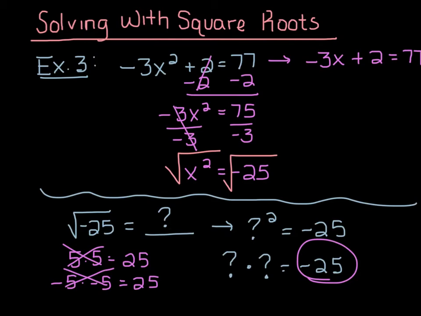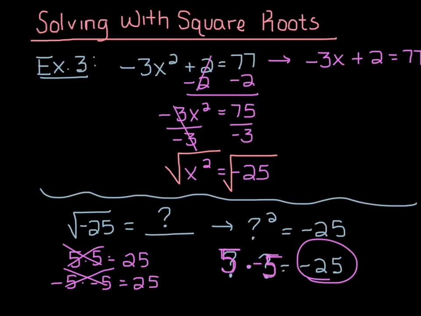The problem is the only way to multiply two numbers and have them come out to be negative is for one of the numbers to be positive, like positive 5, and one of the numbers to be negative. So we could get negative 25 if we multiply positive 5 by negative 5. But that's not what the definition of squaring is. Squaring means to multiply the exact same number by itself, and these two are not the exact same number. 5 and negative 5 are not the same.